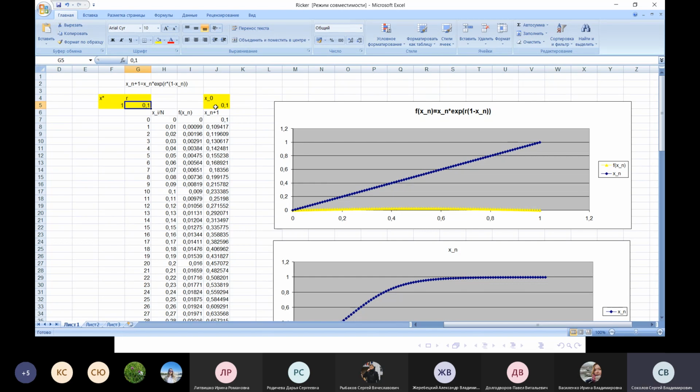Let's see what is happening. We are trying to solve our equation. Do you see the Excel file? Yes. Okay. So what do we see here? The blue dots, it is our line x_{k+1} = x_k, and the yellow line is close to 0. That's why we don't see it.